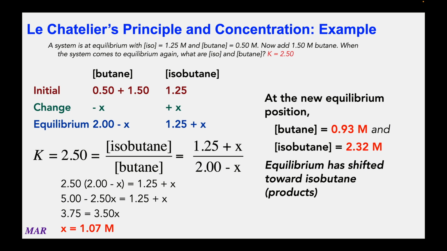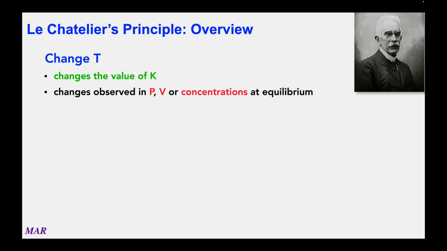So we ended up once again with more isobutane than butane, which is good because our equilibrium constant K is greater than 1. It's going to be product favored. It has shifted the reaction towards the products, towards the isobutane. So adding a bunch of butane just ended up in the long run making more isobutane, which is kind of cool to know. So here's an overview of Le Chatelier's principle.